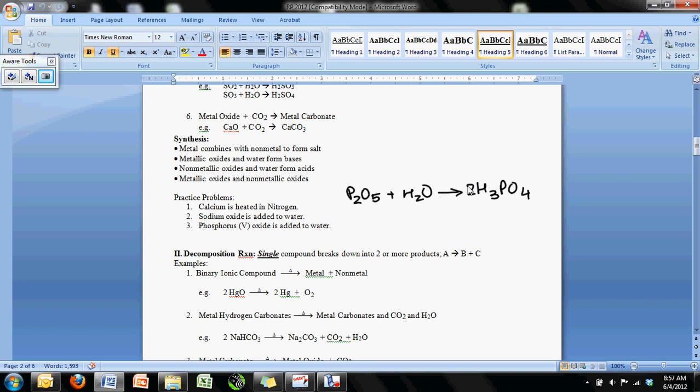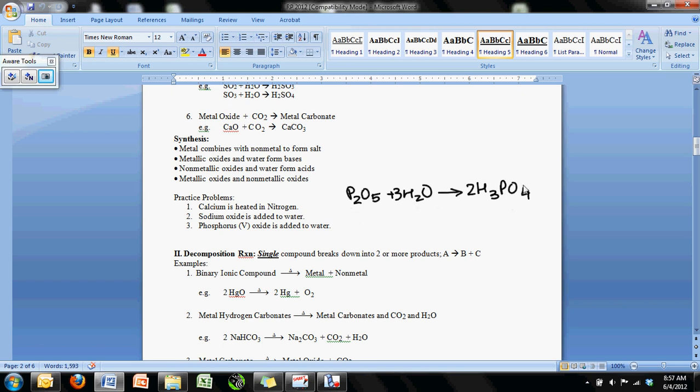Oftentimes, kids ask me, couldn't it be H3PO3? And my answer is, yes, it could be if you could balance it. You wouldn't be able to. So the way you balance it is with H3PO4 and 5, 6, 7, 8 oxygens, and then you have 2 phosphorus and 6 hydrogens.